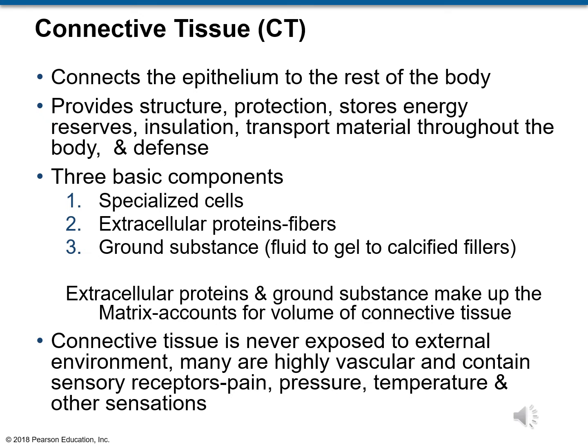There are three basic components or parts of the connective tissue. It will be made up of specialized cells, and this is where it really differs from epithelial tissue. Where in epithelial tissue the cells touch each other, the cells do not touch each other in connective tissue for the most part. In between the cells is going to be some extracellular protein fibers, as well as what's called ground substance. The ground substance can vary from fluid to gel to a calcified filler, and the fibers and the ground substance together are going to make up the extracellular matrix, or the matrix. This is going to account for a large volume of the connective tissue.